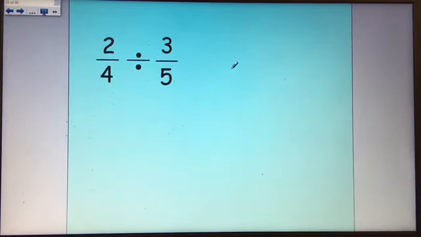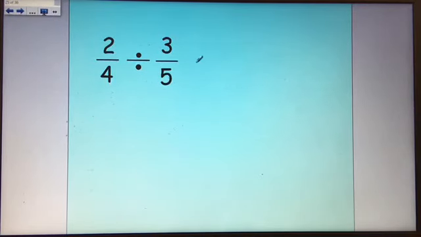Next one, dividing fractions. As I said before, when you multiply by a number less than 1, the amount should get smaller. But if you divide by a number less than 1, the amount should get bigger. So hopefully we should end up with an amount bigger than 2 quarters. 2 quarters, of course, is the same as a half.